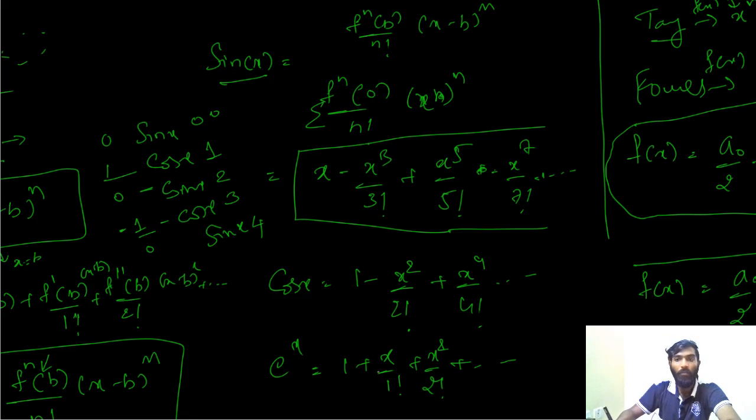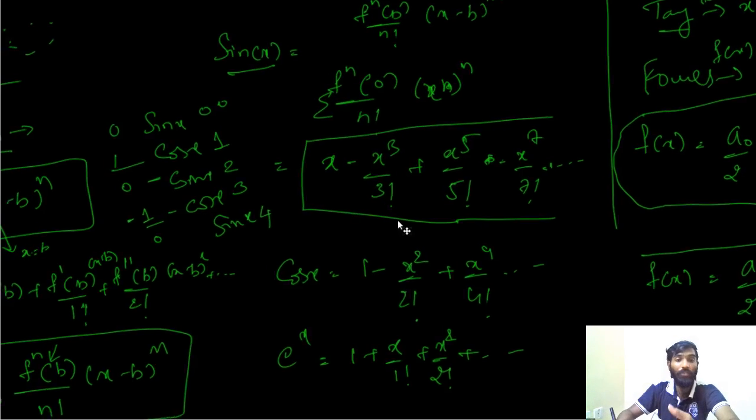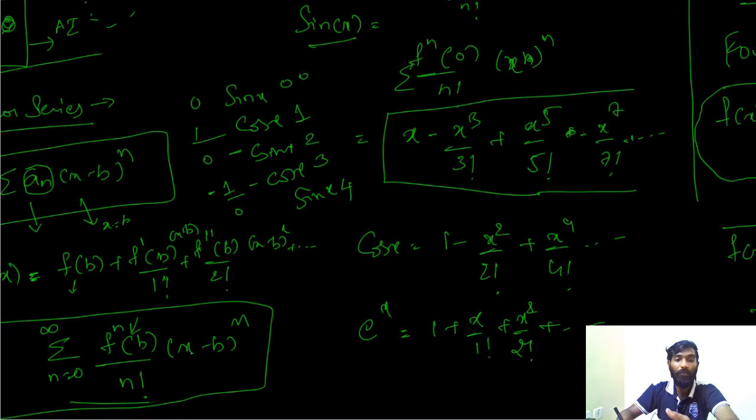If I take e to the power x, I get this expansion of 1 plus x by 1 factorial plus x squared by 2 factorial. Most of you might know this, some of you might not. If you are interested, I encourage you to calculate the nth derivative and calculate this function at b equals 0 for sin x, cos x and e to the power x.